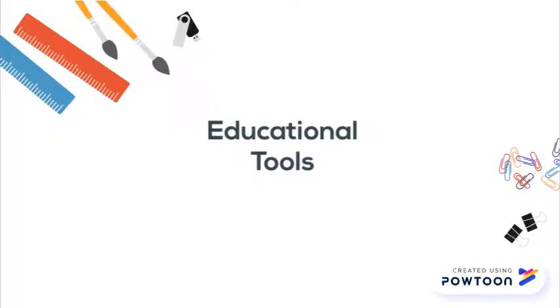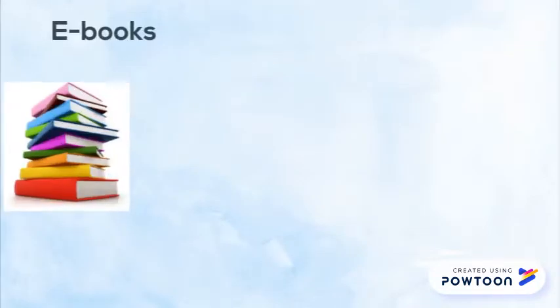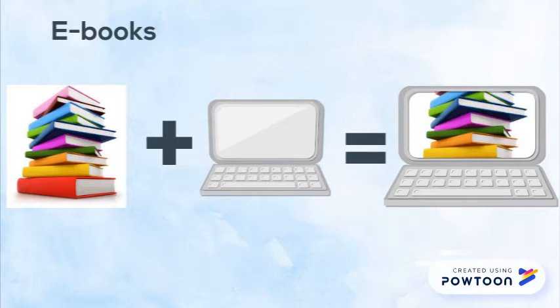Some mobile learning tools that might enhance your learning experience as a psychology student include ebooks, educational apps, QR codes, multimedia recordings, and mind maps. An ebook is an electronic version of a hard copy that is accessible through computers, laptops, or specific devices. Ebooks are cheaper, take up less space, and come with many multimedia elements that assist with your learning, such as an inbuilt search function, highlighting, and annotations. The educational approach is information transmission.